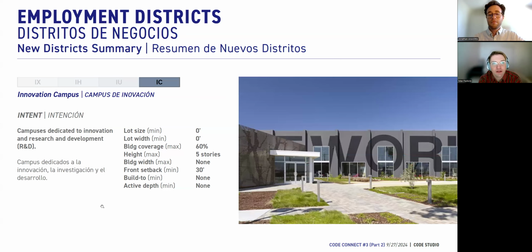And then moving into our last employment district, Innovation Campus. This one, again, is really allowing for a lot of the same uses as Innovation Urban, but is a lot less restricted and it also does require a large front setback, sort of similar to the more intense industrial. So this is really intended to be sort of screened away from the main street, but folks could still provide a building that goes up to 5 stories and wouldn't be required to have too much activation happening on the ground floor.